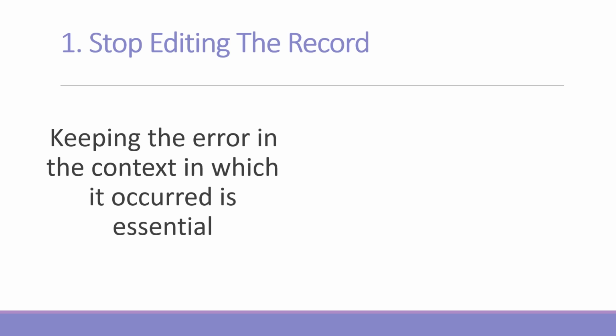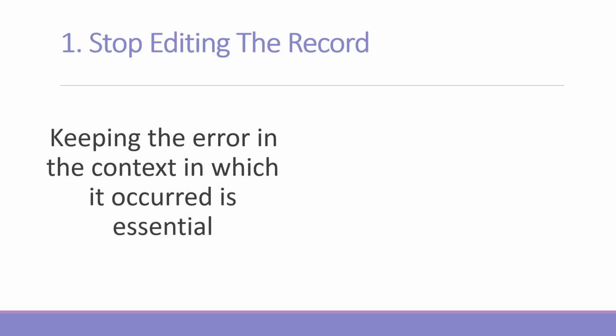But stopping the editing of the record keeps the error in the context in which it occurred, and that's essential to me to bug shoot it. If you just tell me, I clicked this and this and this and this happened, and if I can't recreate that, then we haven't done any good.